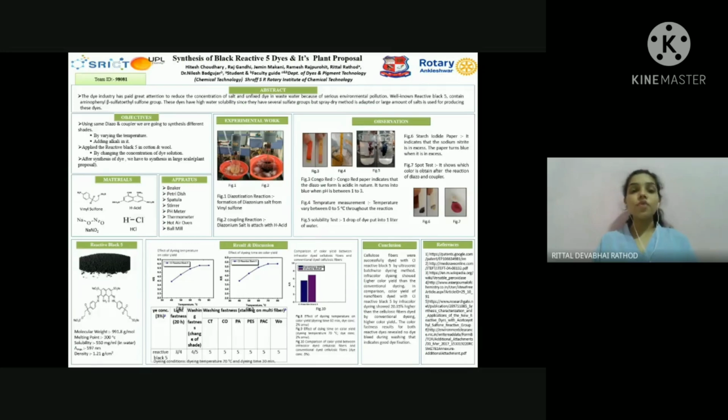At the last, I just want to conclude that the cellulosic fiber dyed with Reactive Black 5 by the batch dyeing method, infracolor dyeing, shows higher color yield than the conventional dye. In comparison of color yield, cellulosic fiber dyed with Reactive Black 5 by infracolor dyeing shows 20.35% higher color yield than the cellulosic fiber dyed by conventional dyeing. The color fastness results of both reactive dyes revealed no bleeding during washing and indicate good light fastness.